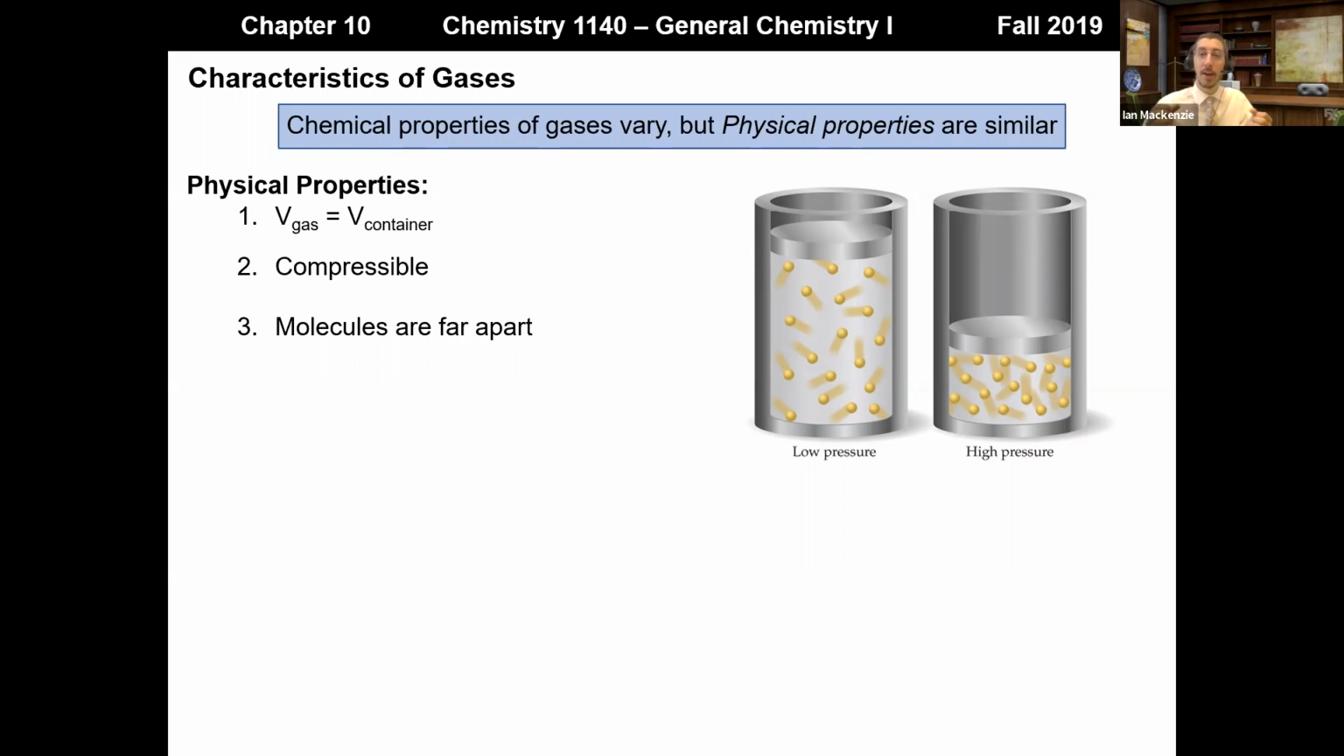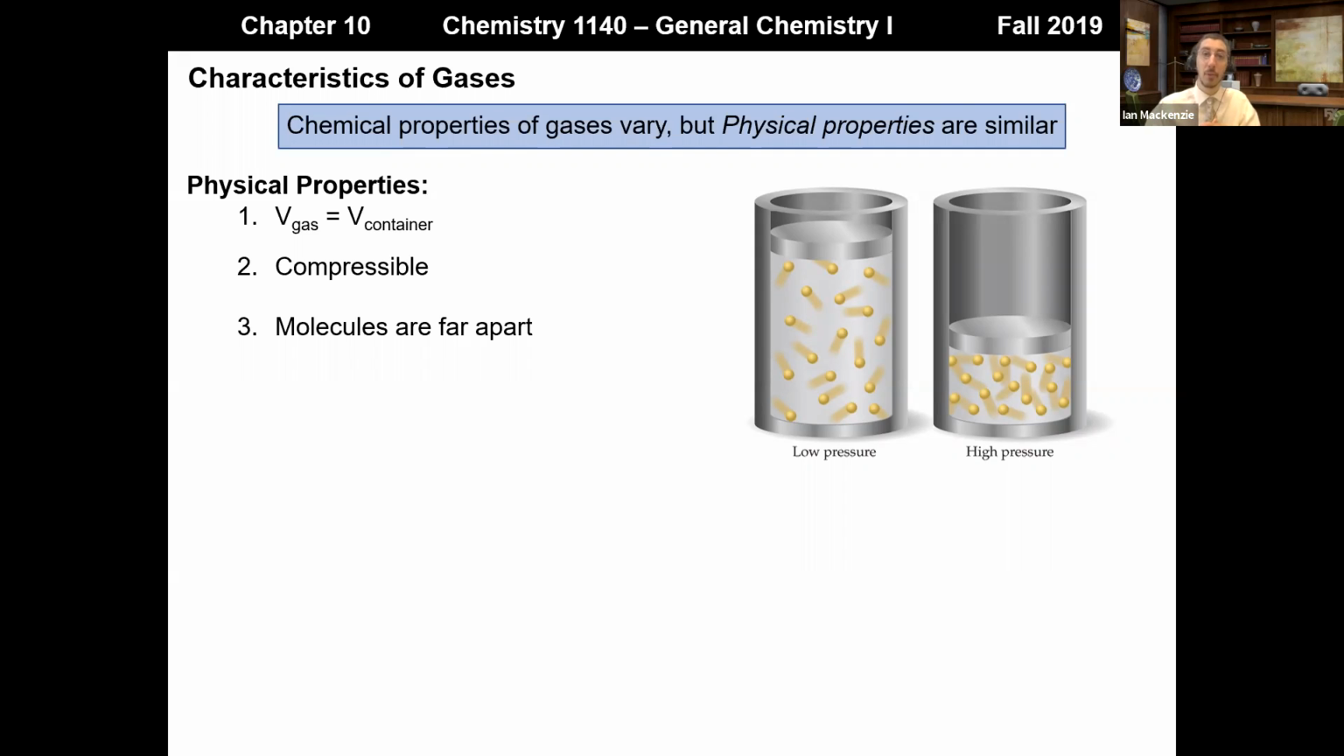And because of that, in any sample of gas, say we put a sample of gas in a balloon, there's a lot of empty space between the molecules, and that allows them to be compressible because you can compress and bring the gas molecules closer together because there's all that empty space. In solids or liquids, the atoms or molecules are right next to each other, and so there's not a lot of empty space, and hence not very compressible.